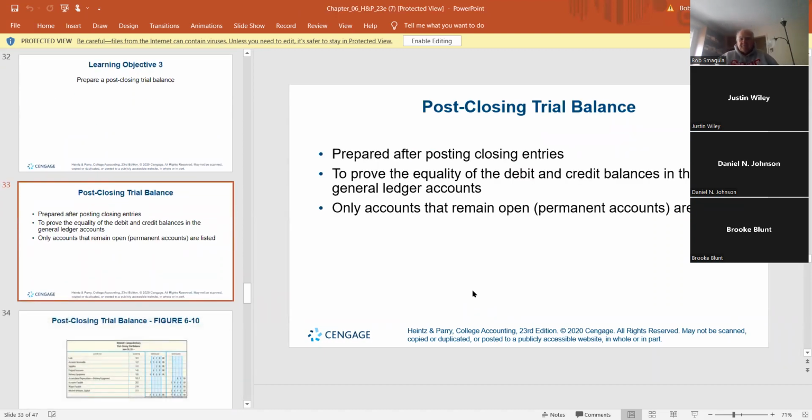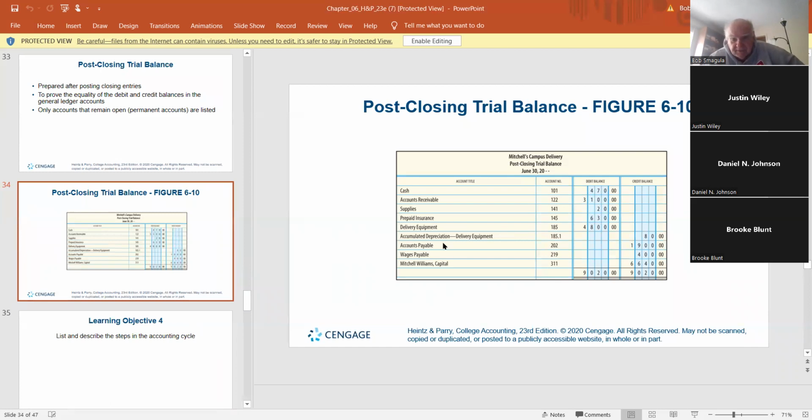It's prepared after the closing entries, after you zeroed out all the revenues and expenses. So you are not going to see any of the temporary accounts on the post-closing trial balance. All you're going to see is the balance sheet. And again, the only thing this trial balance does is prove debits equal credits, okay? So our post-closing trial balance looks like this. Notice it has the assets, liabilities, accounts payable, wages payable, and capital.